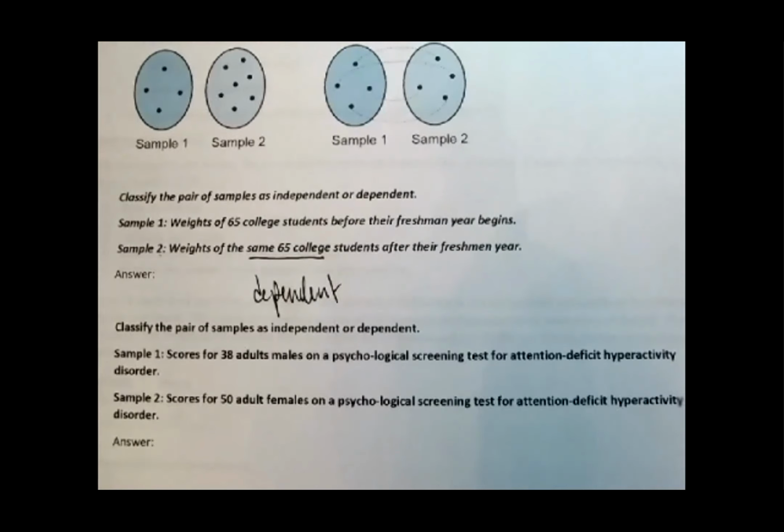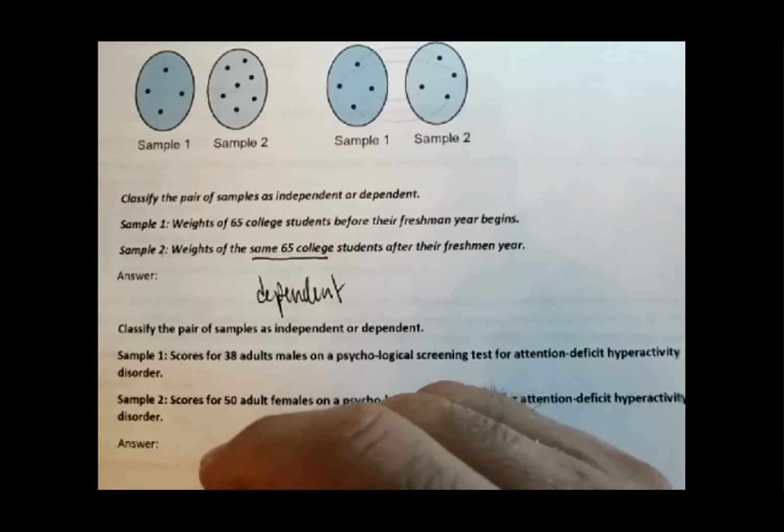Score of 38 adult males on a psychological screening test for attention deficit hyperactivity disorder. Score of 50 adult females on a psychological screening test for attention deficit hyperactivity disorder. What do you think, guys? It's 38 adult males, 50 adult females. They have nothing to do with each other. So in this case, yes, I agree. I got independent from you.